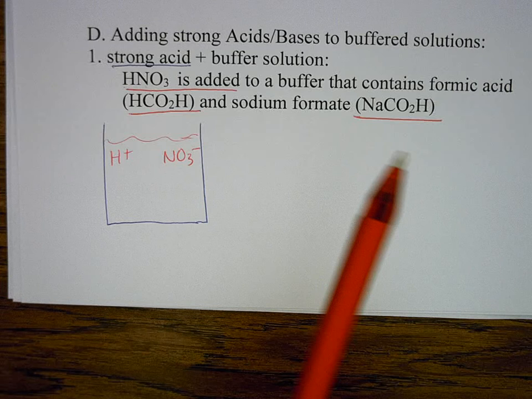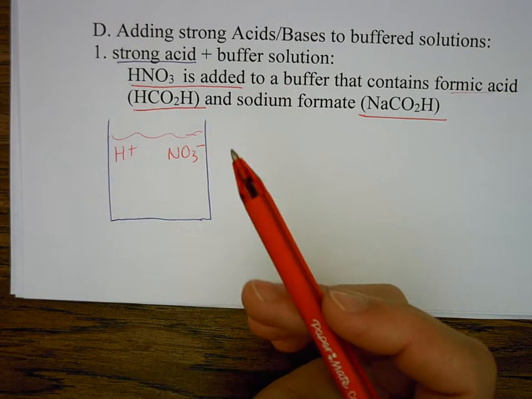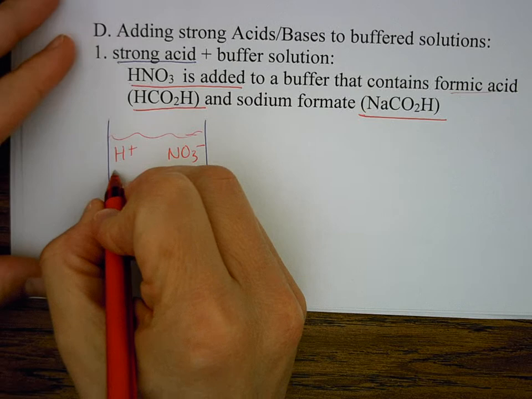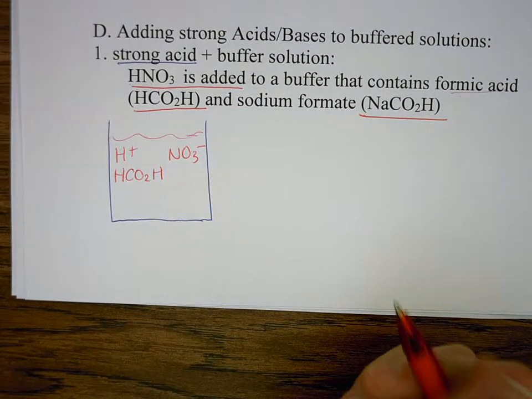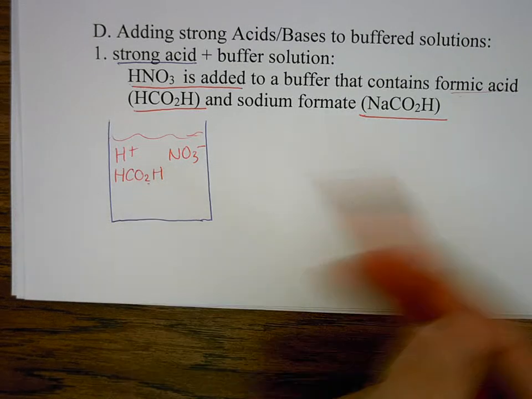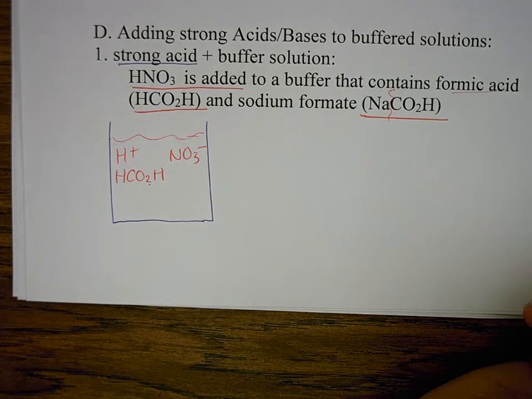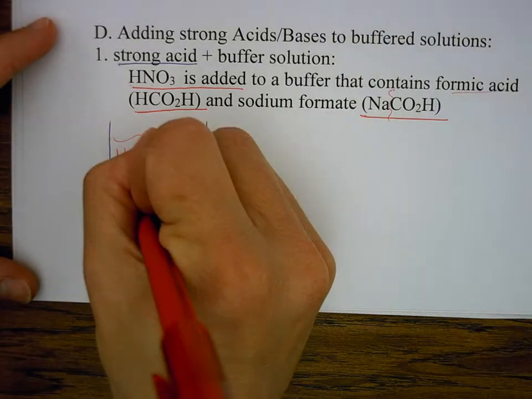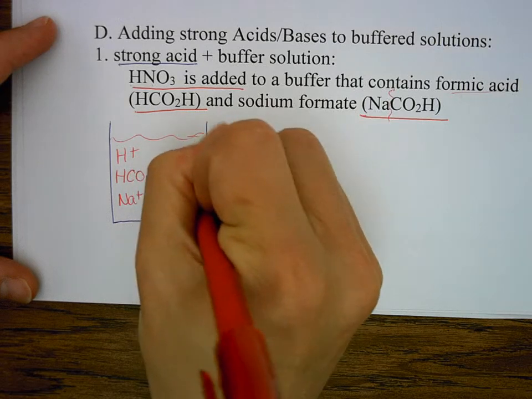Okay, so in the beaker, you want to show how things break apart. Nitric acid breaks apart. Formic acid, it's not one of the strong ones I have memorized, so it's a weak acid, so it doesn't break apart. I mean, a tiny bit of it does, but mostly it stays together. So I want to write that in my beaker together because it stays together. Sodium formate, anything that's a salt is going to break apart. So Na plus and CO2H minus.